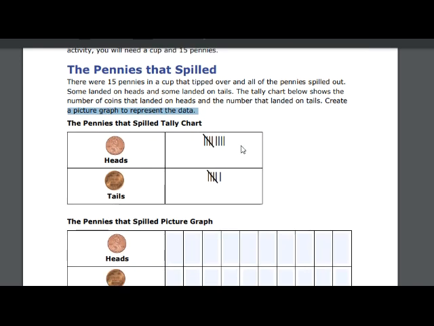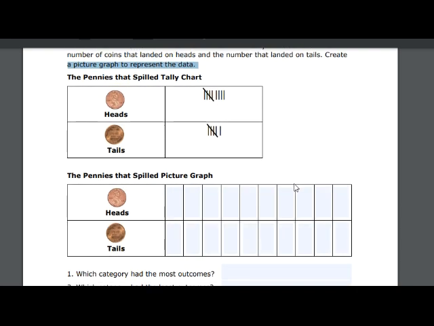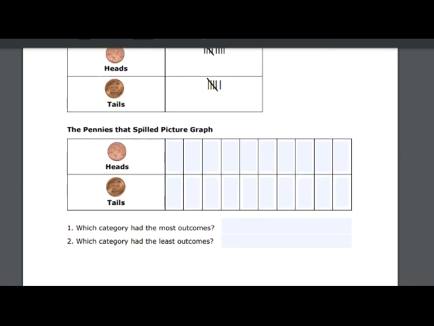So our tally chart has already been done for us. I can see 5, 6, 7, 8, 9. 9 pennies landed on heads and 5, 6. 6 pennies landed on tails. Now we need to complete the picture graph.